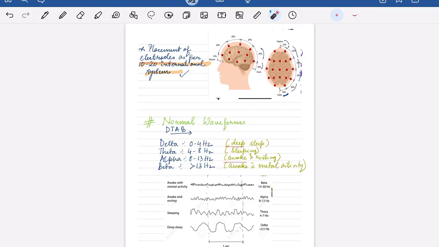Now delta is seen in deep sleep, theta in sleeping, alpha is seen when the patient is awake and resting, beta is seen when a person is awake with mental activity. This has to be mental activity here.